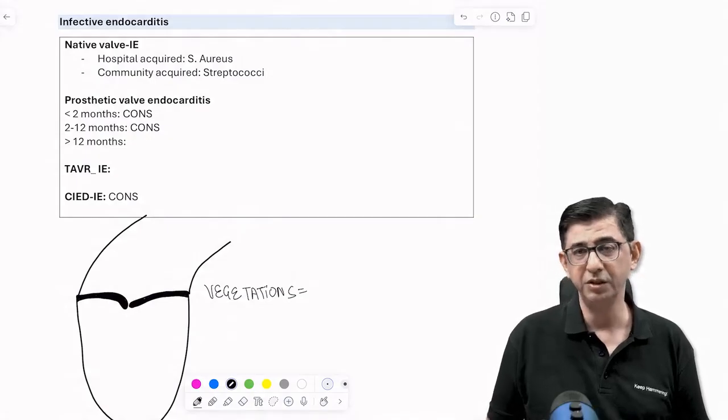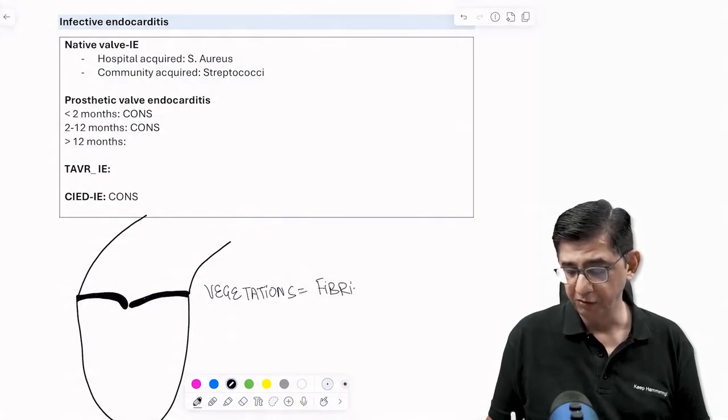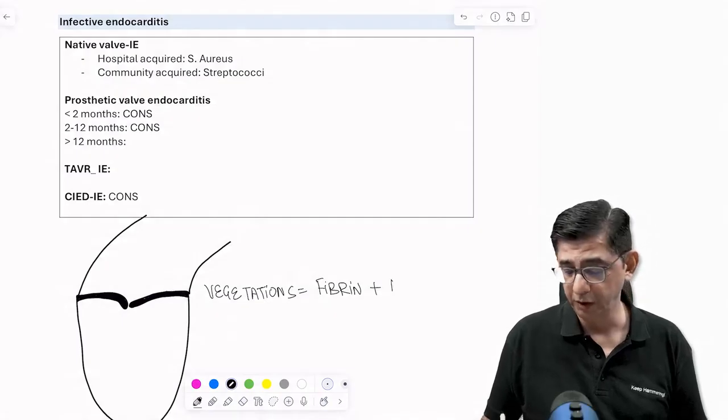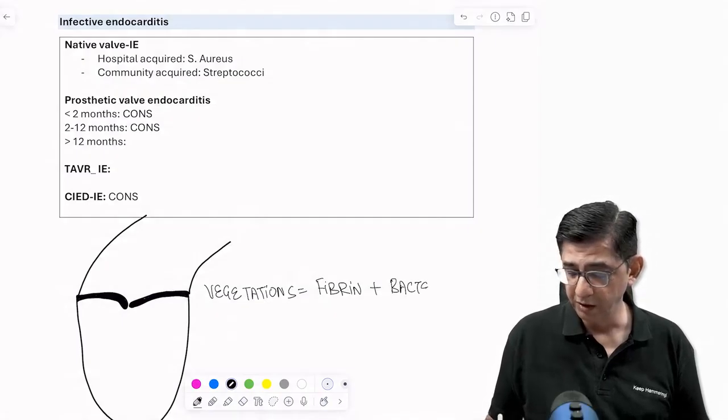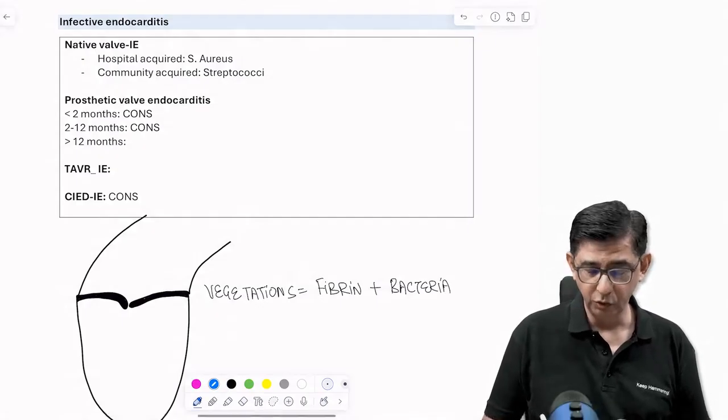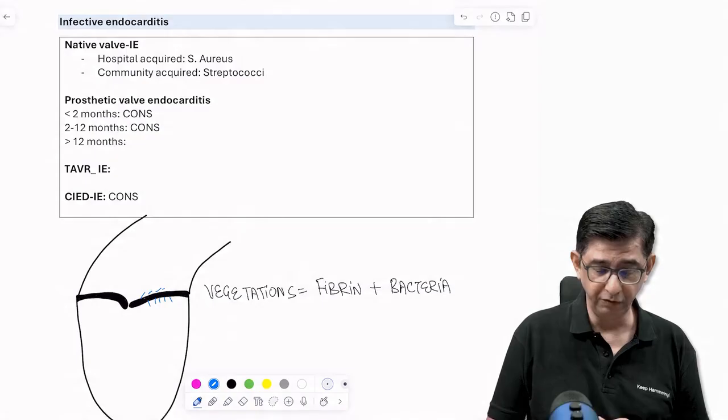What I mean by vegetations is that there will be a central core of fibrin. And on the central core of fibrin, there would be millions and trillions of bacteria that would be growing. And these bacteria can then embolize into the distal circulation. This is what I'm saying. On the superior surface of the heart valve as well as on the inferior surface of the heart valve, there are a lot of vegetations.